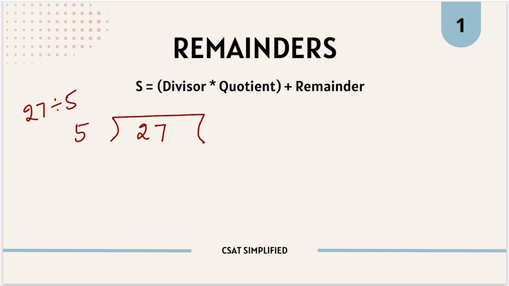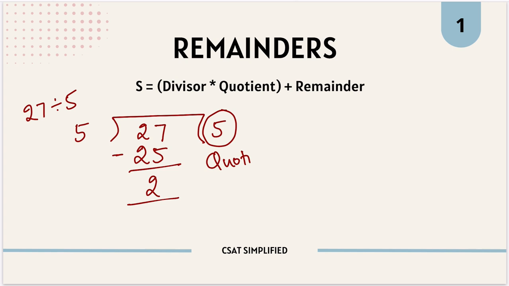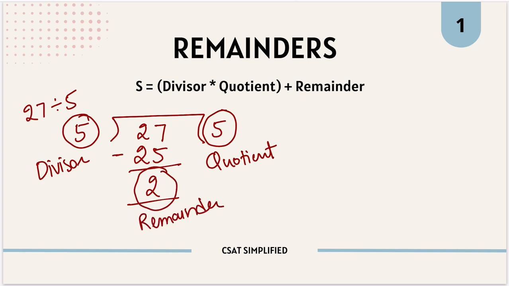So if this number is 27 divided by 5, then 5 5s are 25, and you are left with 2. Correct? I hope this is clear. Now, what are the different portions of this division? This part is known as quotient. This part is known as divisor. And whatever we are left with, this is known as remainder. Correct? So remember these three terms.